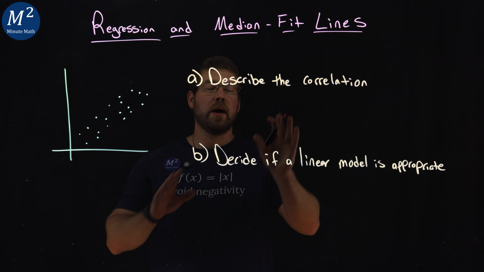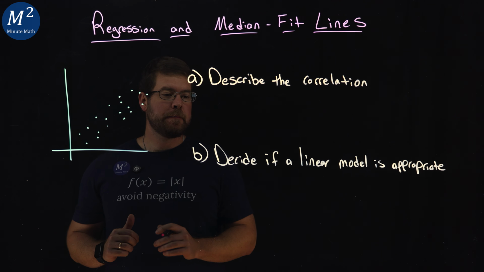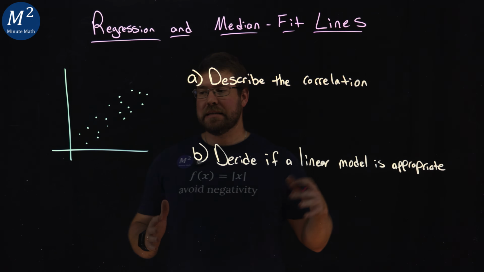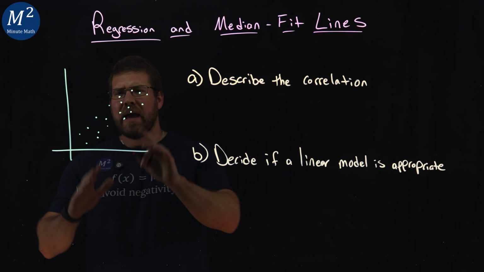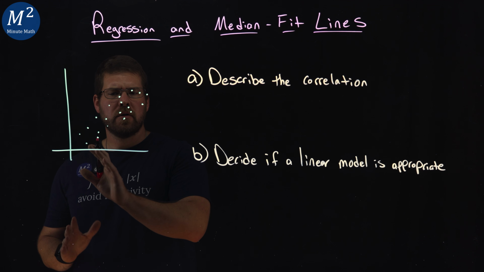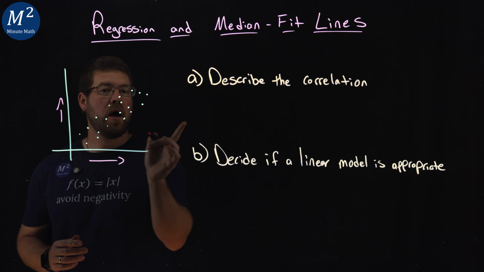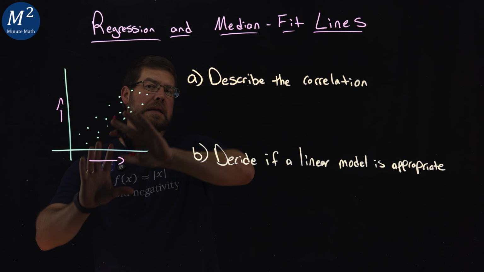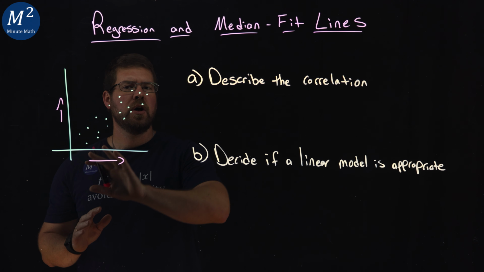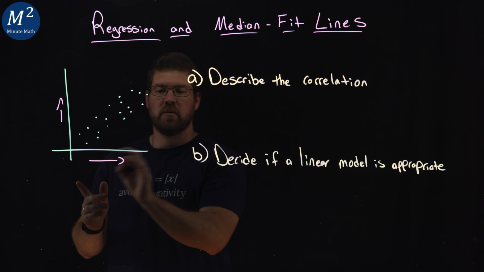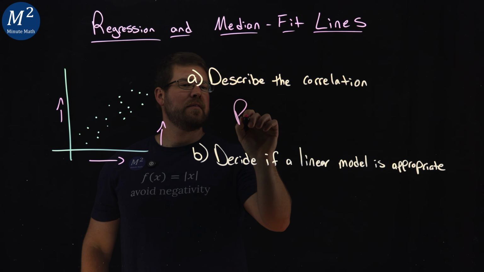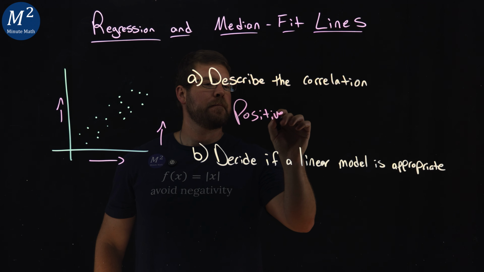We want to describe the correlation in our graph here and decide if a linear model is appropriate. So we have some points on a graph. If we notice the points as we're going to the right, they are also going up, right? So this correlation that we're seeing here looks like it's a positive correlation. As we go to the right, we're going up. It's a positive correlation.